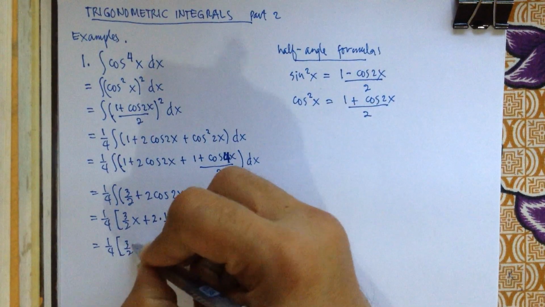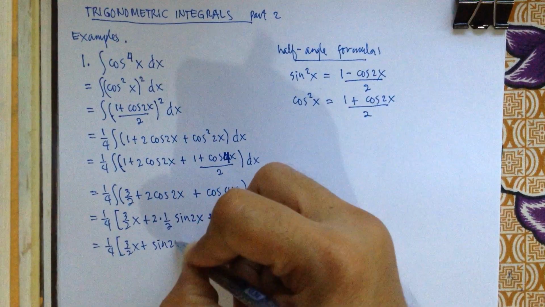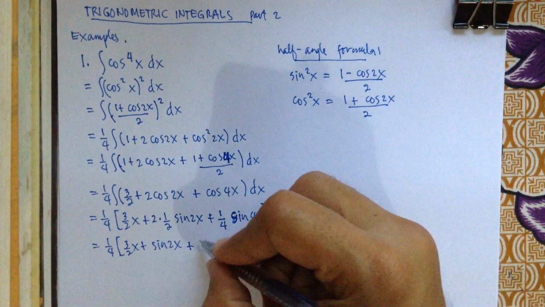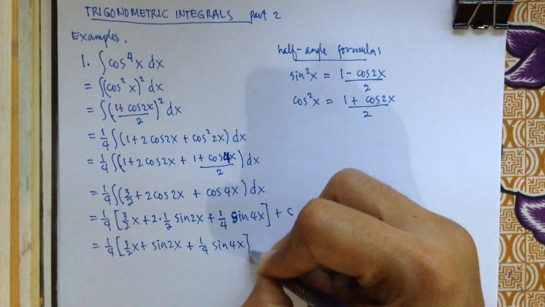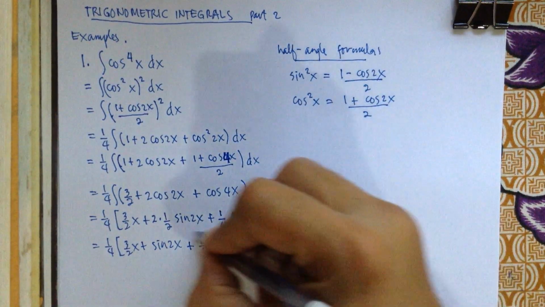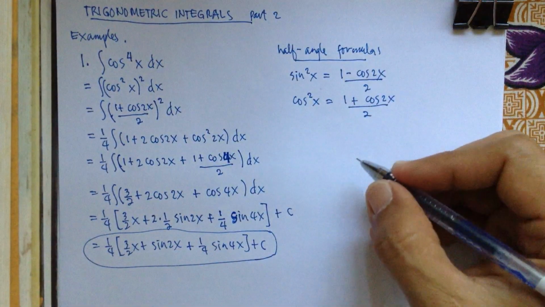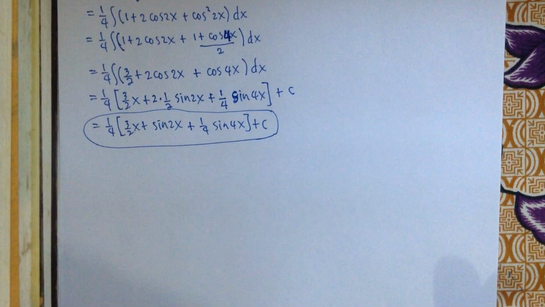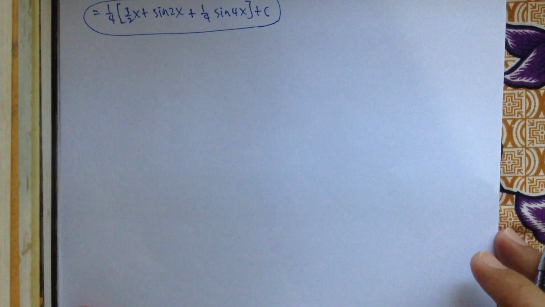Okay, so you can just choose to write 1/4 outside. Then you have 3/2 x plus this one is simply sine 2x, and this is plus 1/4 sine 4x, then plus c. Okay, so you have the integral of cosine to the fourth of x dx. Okay, let's move to our second example.